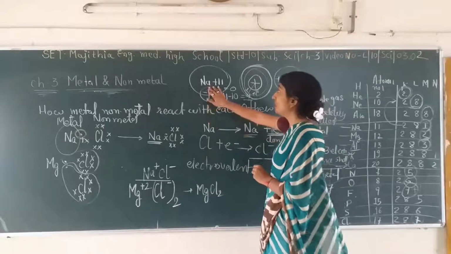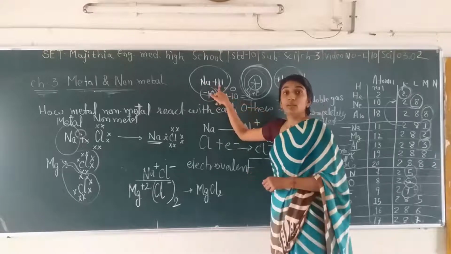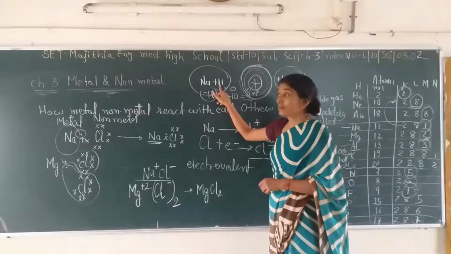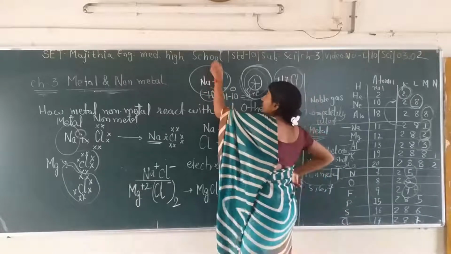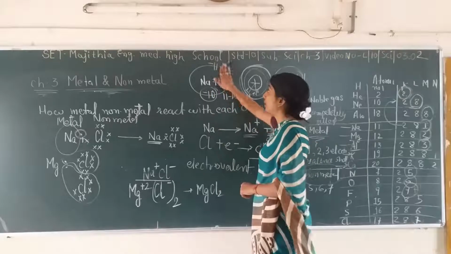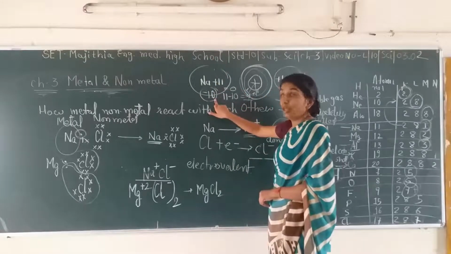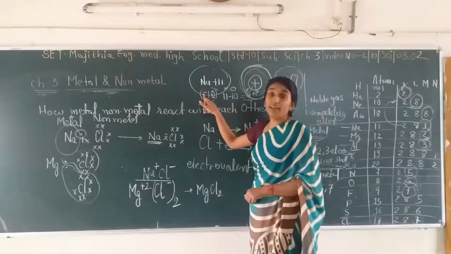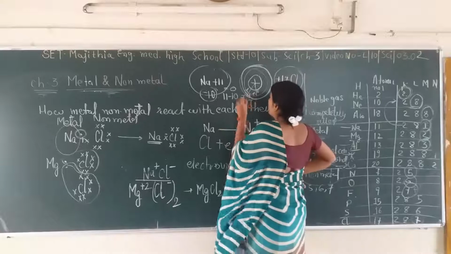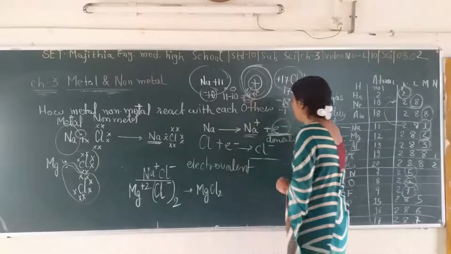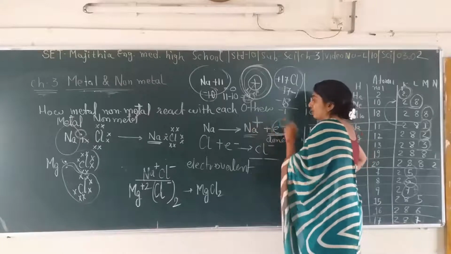Let's understand it from this example. Sodium has 11 protons and first of all 11 electrons, but it is losing one electron. So now it has 10 electrons. Electrons are negatively charged, so I have written minus. Plus 11 minus 10 gives me plus 1. So this would have a plus 1 charge.